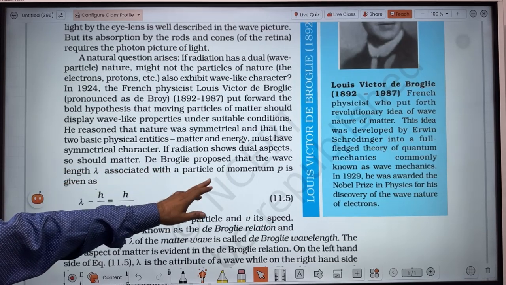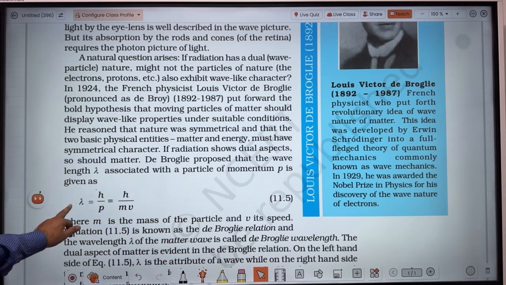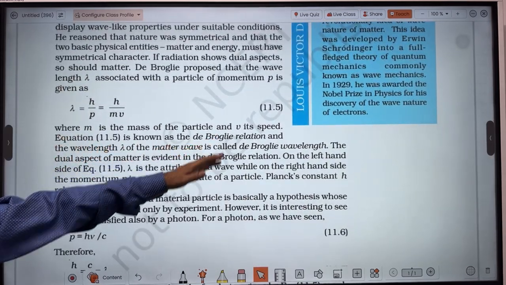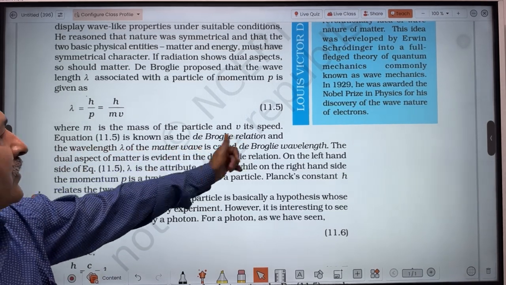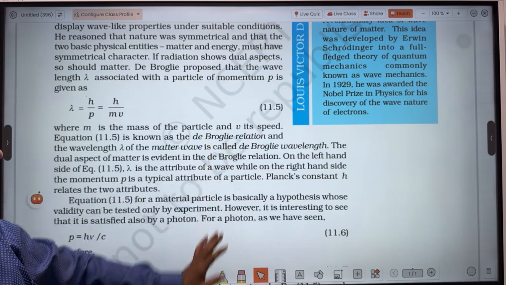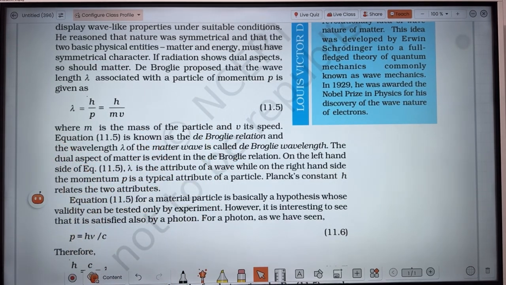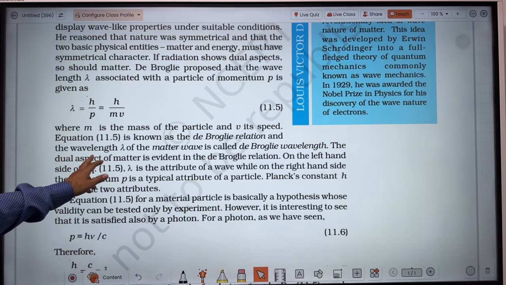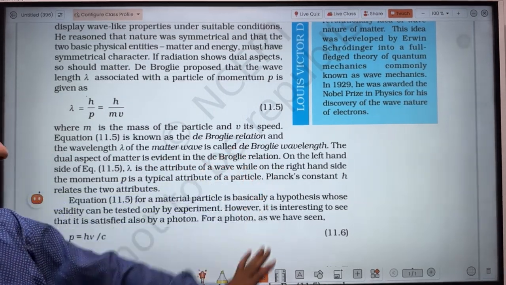De Broglie proposed that the wavelength lambda associated with a particle of momentum p is given by lambda equal to h upon p, and you know p is mv. So h upon mv, where m is the mass of the particle and v is its speed. This equation is known as the de Broglie relation. This is also pronounced as the Broglie relation, whatever pronunciation you give, because if you are a student of French, you will understand the correct pronunciation. Otherwise, you are free to say it however you like. And the wavelength lambda of the matter wave is called the de Broglie wavelength.